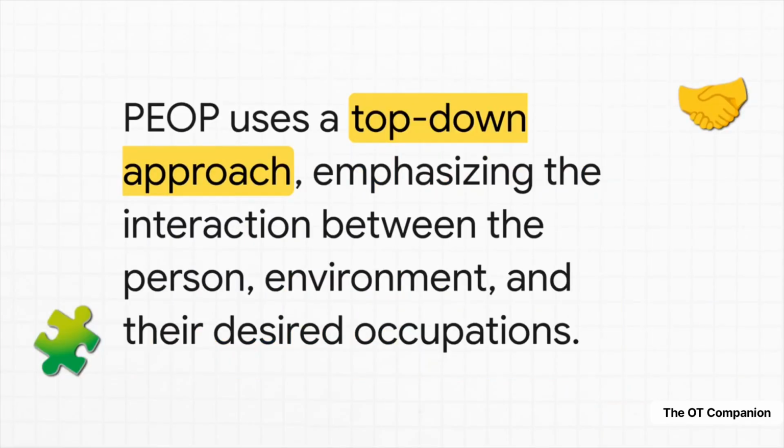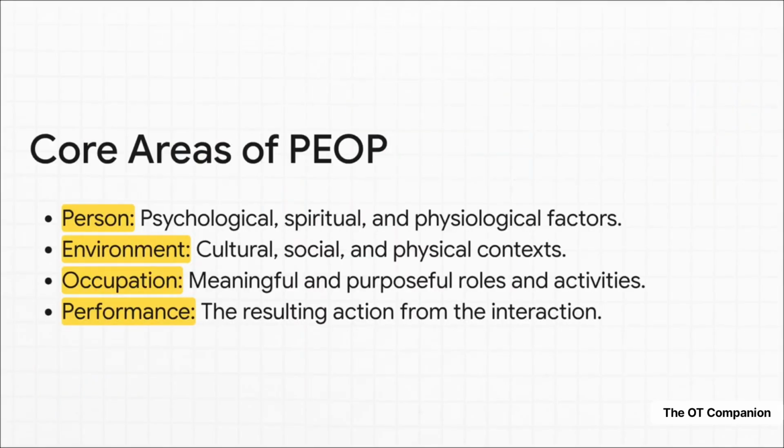Okay, on to our next major model, PEOP. That's the Person, Environment, Occupation, Performance Model. And just like the name says, PEOP is all about the interaction, that delicate balance between all those factors. It uses what's called a top-down approach, which is just a fancy way of saying it always starts with what the client themselves wants to do. It puts their goals right at the center. So PEOP gives therapists a really systematic way to look at all the pieces of the puzzle.